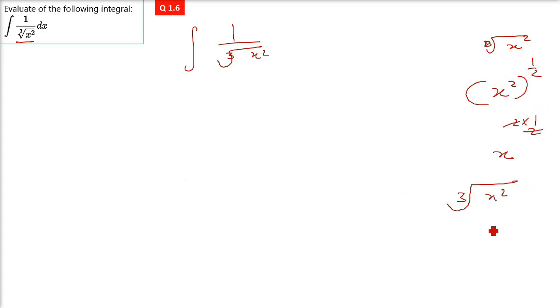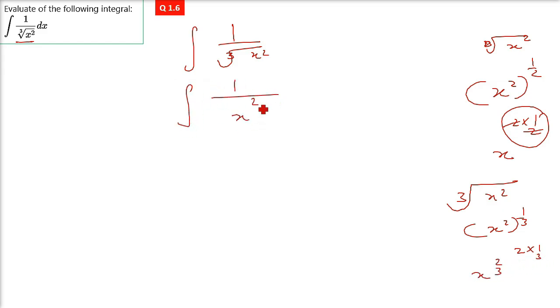This is x square, and this third root is simply raised to the power 1 by 3. The nth root comes as 1 by n. So this 2 and 1 by 3 will be multiplied, so x raised 2 by 3. So actually this third root of x square is simply x raised 2 by 3. Now let us integrate. So x raised negative 2 by 3, this is dx.